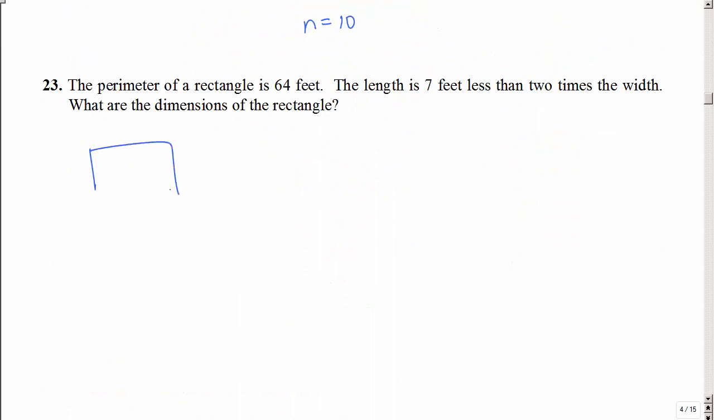So I'm going to go back to drawing my rectangle. The length is 7 feet less than 2 times the width. So again, I'm going to let x be the width. The length is 7 feet less. Now when you do less than, you have to subtract 7 feet from 2 times the width. And my perimeter is 64. So 2 times each side, twice the length, twice the width, equals your perimeter.